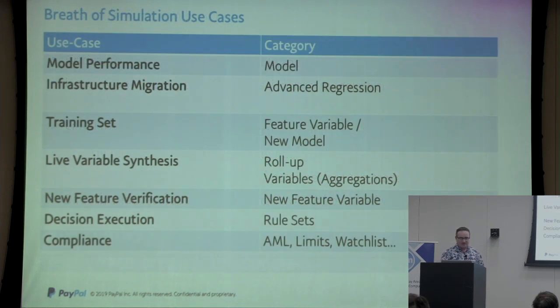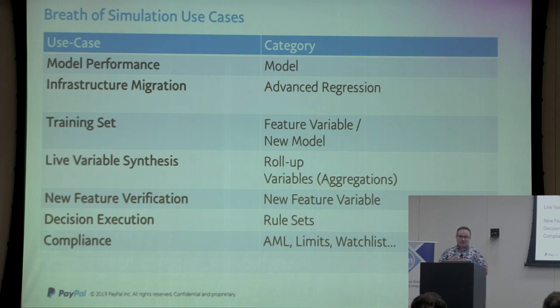Okay, so we've talked about a couple of the use cases. The ones we've talked about are model performance, when they want to see a model score shift in a certain direction, infrastructure migrations, and building large training sets for training new models. Also live variable synthesis, and this is directly related to our async variables and models that we'd build up. In an async context, they're always built up of events that asynchronously flow through the system. So there will be logic there.